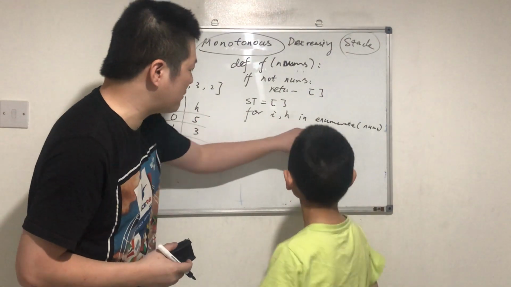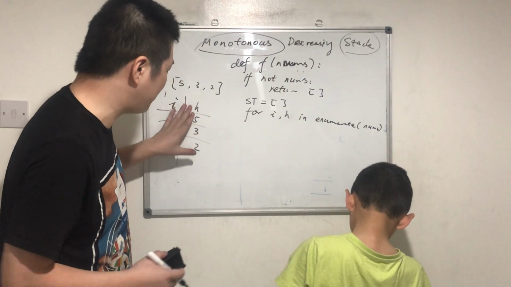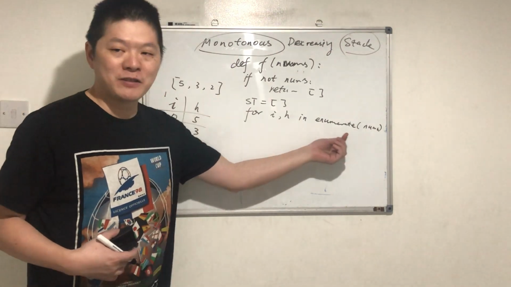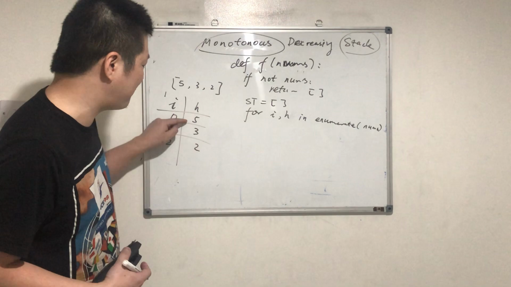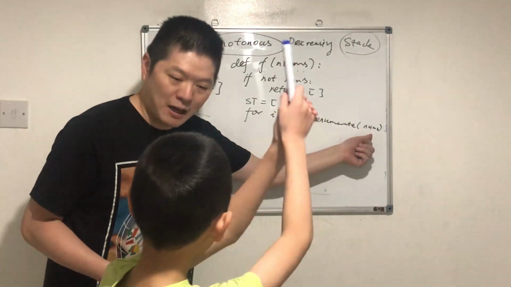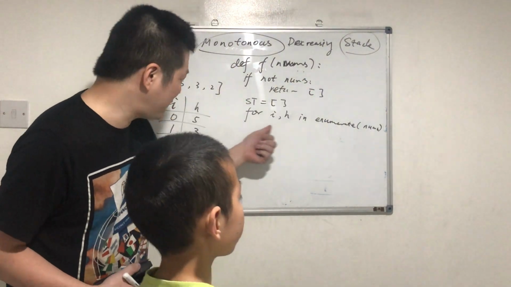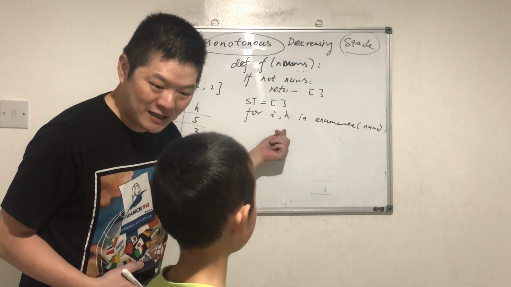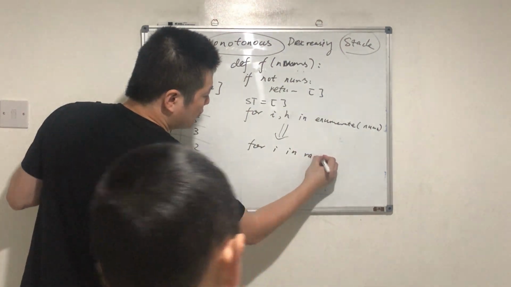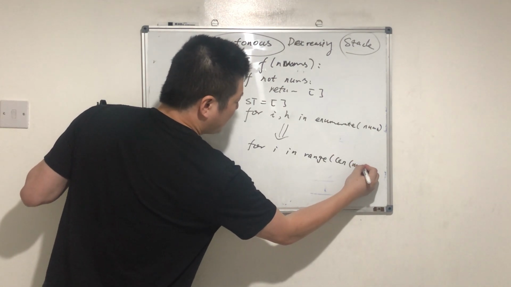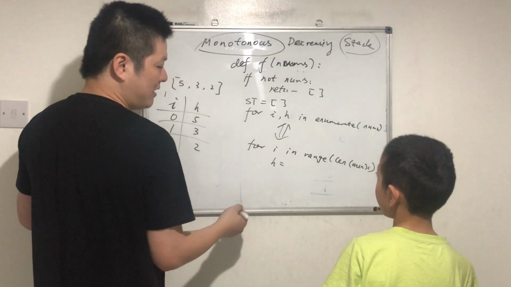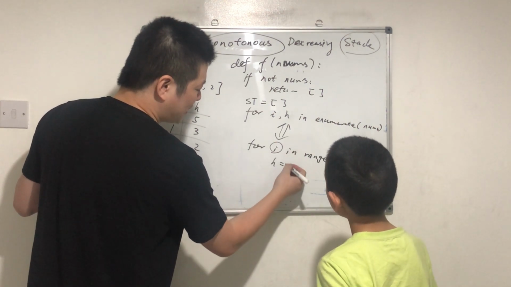If you don't use enumerate, you can iterate over the values, which are 5, 3, 2. But I want to have the index. So it's a clean way of doing this. In this way, i will be 0, 1, 2 and h will be the values 5, 3, 2, so I can have access to i and h at the same time. Otherwise, you need to write for i in range of the length of nums, and then h will be nums[i]. Does it make sense? What's equivalent to this one? What's h? h equals nums[i].